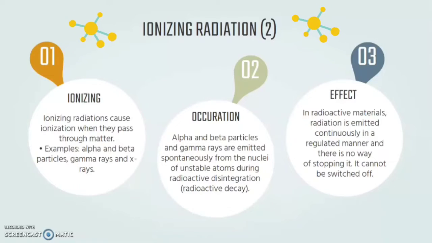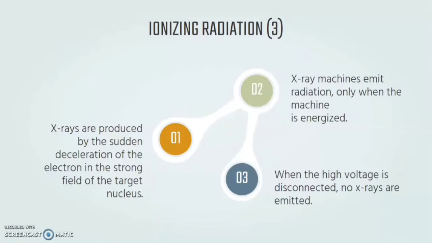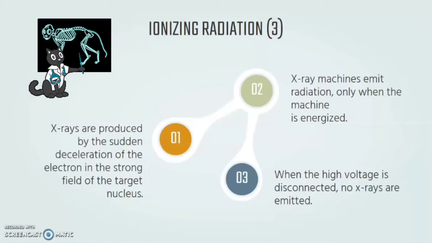Alpha and beta particles and gamma rays are emitted spontaneously from the nuclei of unstable atoms during radioactive disintegration, also called radioactive decay. In radioactive materials, radiation is emitted continuously in a regulated manner and there is no way of stopping it. It cannot even be switched off. Meanwhile, X-rays are produced by the sudden deceleration of electrons in the strong field of the target nucleus. X-ray machines emit radiation only when the machine is energized. When the high voltage is disconnected, no X-rays are emitted.